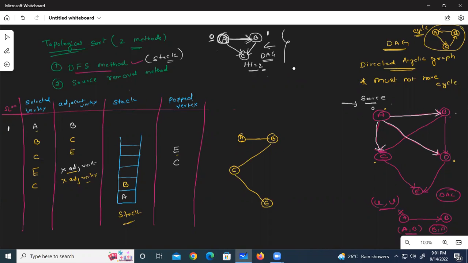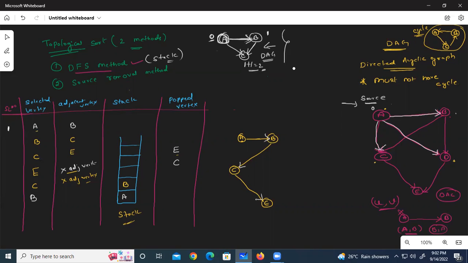Then which vertex are you going to select? Now you tell me. How did you come? From B you came, right? So you are going to select the vertex B again. Now see here. From B to C already visited. You can observe here. From B to C already visited.